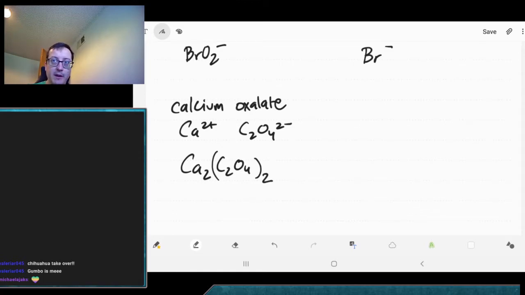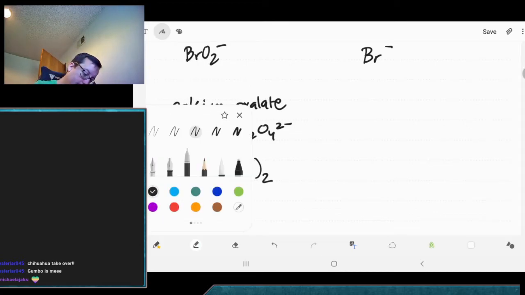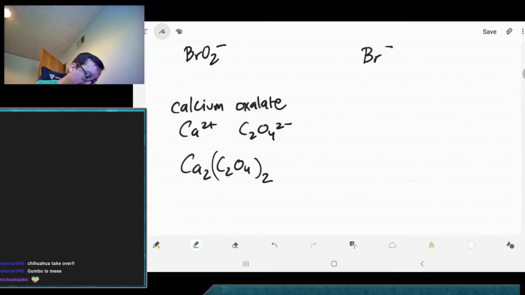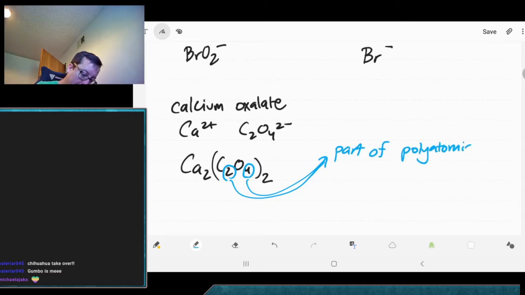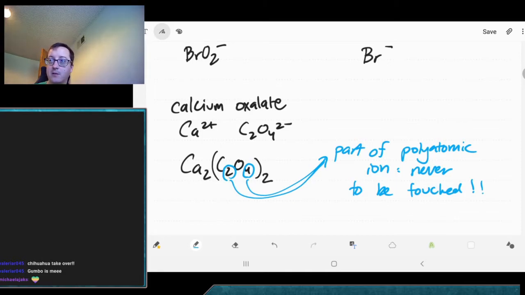you might be tempted, well, look at all these 2s and a 4. They're all divisible by 2. These 2 here are part of the polyatomic ion. And those are never to be touched. Do not mess with those numbers. Those numbers cannot be messed with.